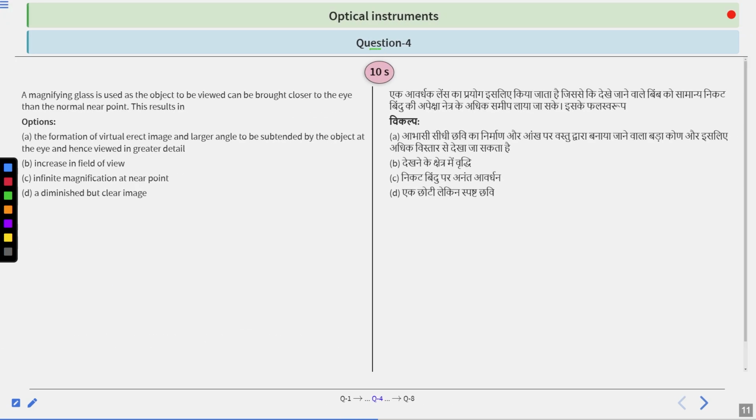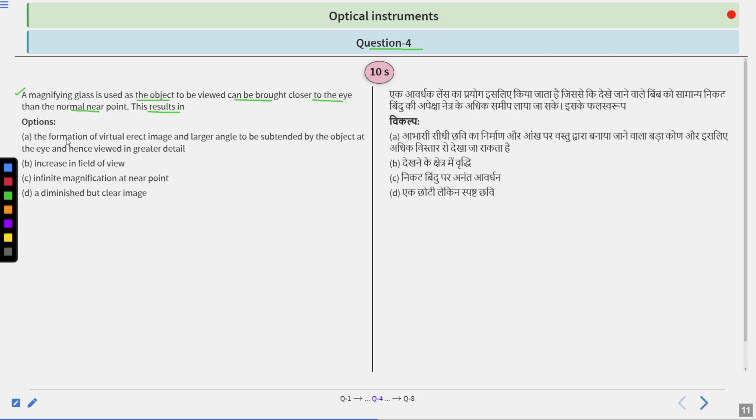Question 4. A magnifying glass is used as the object to view can be brought closer to the eye than the normal near point. This results in what? So in this question, 4 statements are given and asked which statement is correct. Based on this statement, a magnifying glass is used as the object to view can be brought closer to the eye than the normal near point.